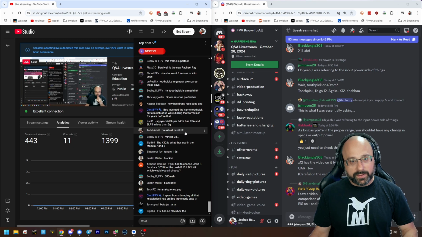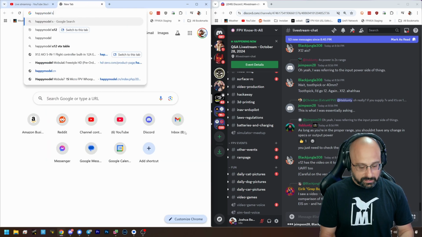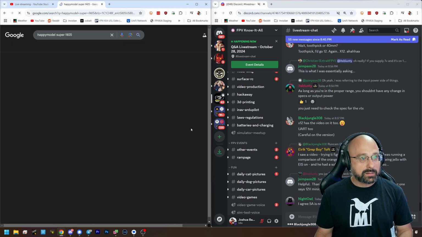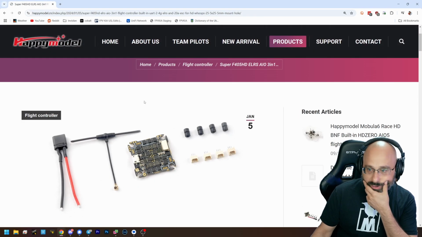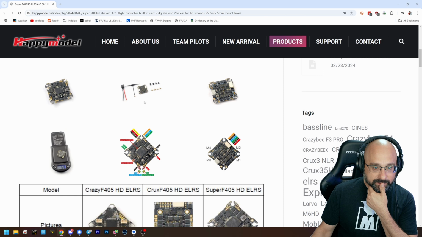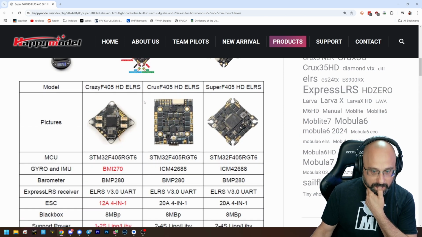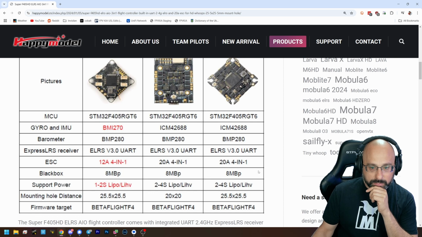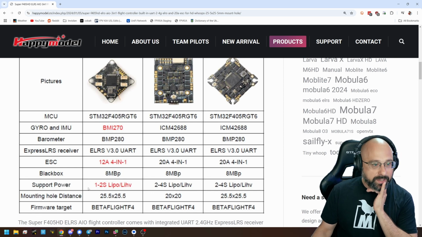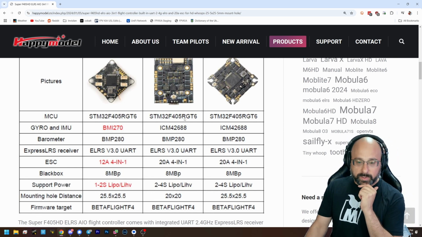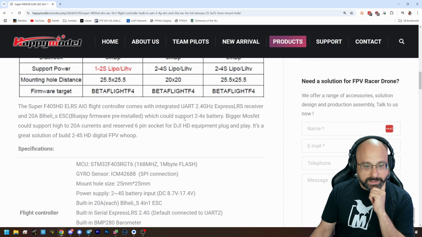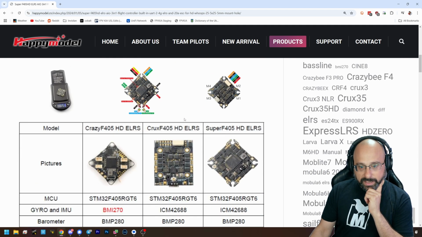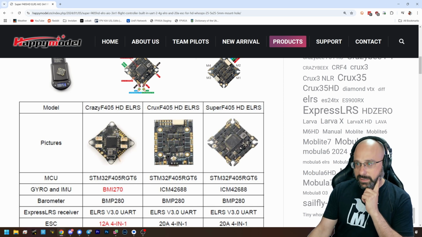Happy Model Super F405 has 20 amp and ELRS. That's high def. Surely, does it still have analog hardware? Happy Model Super F405. 20 amp 4-in-1. Oh, that's hot. But that's a 4-in-1 ELRS. It doesn't have the video transmitter on board, though. So that's the difference between the 5-in-1 Diamond, which has the VTX on board. So that's not a deal breaker. You would often have a standalone VTX for a toothpick. Okay, that looks compelling. The Super F405 high def ELRS.